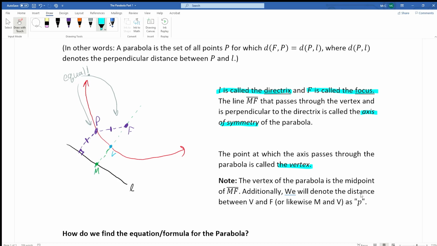And we will denote the distance between V and F here, and likewise M and V, as P. So that is to say, this distance between the vertex and the focus, we're going to call that P. And similarly, this distance between M and V, we're going to call P as well. Right, they're the same distance, and we'll refer to that as P in our equations for the remainder of this topic.